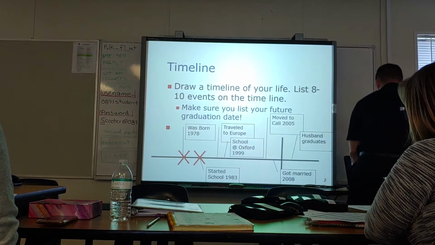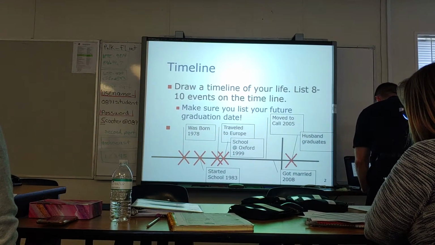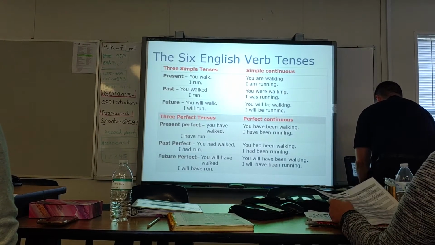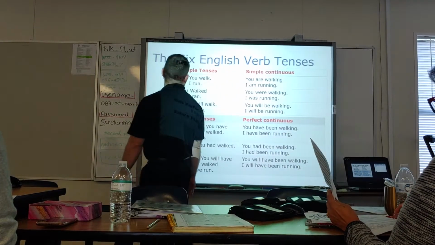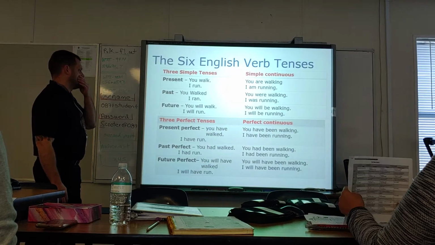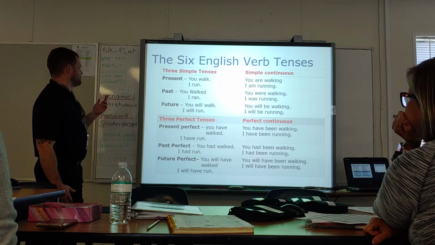What does it do? Okay, it's showing the different little marker things. Okay. Right here, the 6 English verb tenses. Okay? So you have, I think it's a little more than 6.